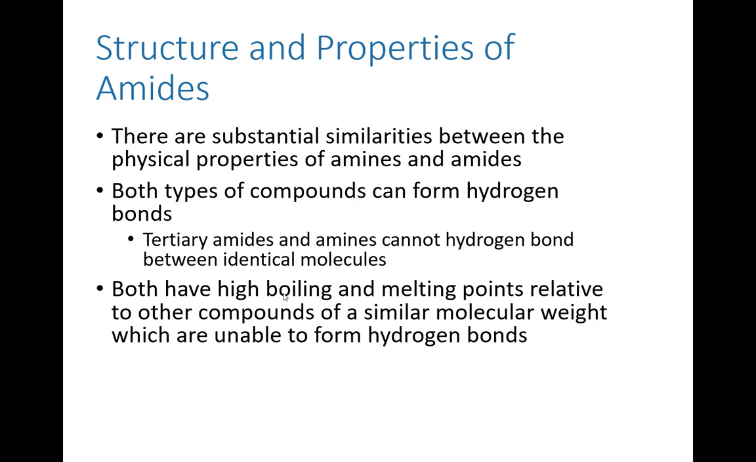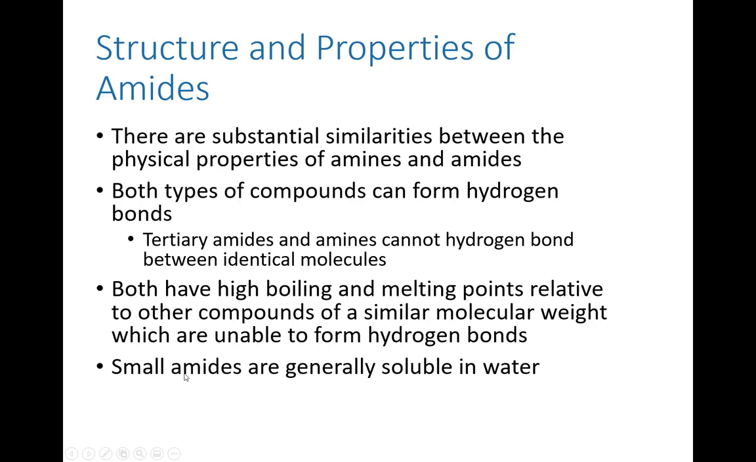The carboxylic acids tend to have the highest boiling and melting points of all the organic compounds, as well as than the alcohols, because the oxygens have two lone pairs. Nitrogen only has one lone pair and therefore engages in less hydrogen bonding. So definitely higher boiling and melting points than most groups, but not usually quite as high as alcohols and carboxylic acids with their oxygens. Small amides are generally going to be soluble in water because they can form hydrogen bonds with water, primary, secondary, and tertiary.